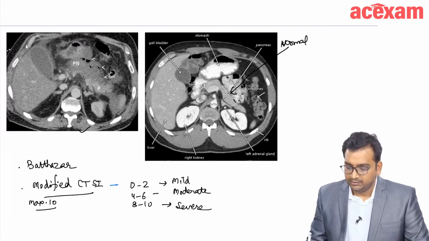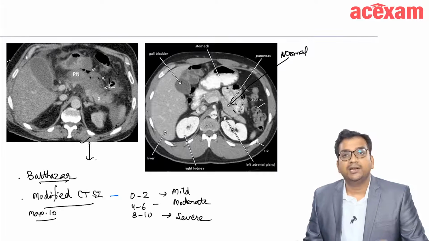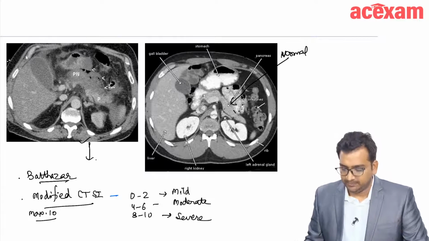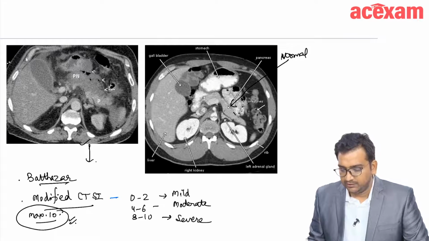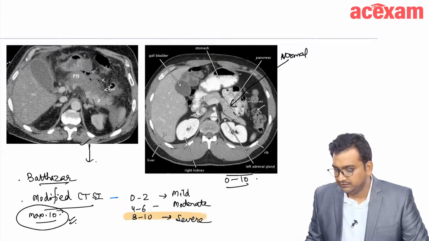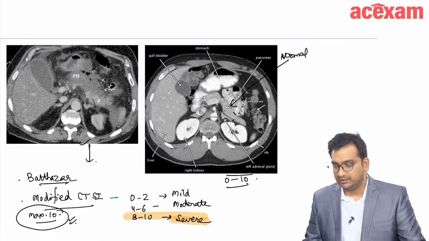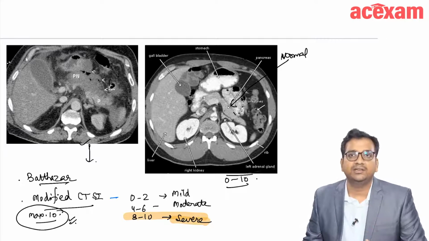Now the Balthazar scoring and modified CTSI scoring are on the basis of CT scan. Regarding the CTSI scoring, which is most commonly used nowadays, the maximum points are up to 10, so the range is 0 to 10. If it is 8 to 10, it is severe disease, or severe acute pancreatitis. 0 to 2 is mild, 4 to 6 is moderate, and 8 to 10 is severe disease.